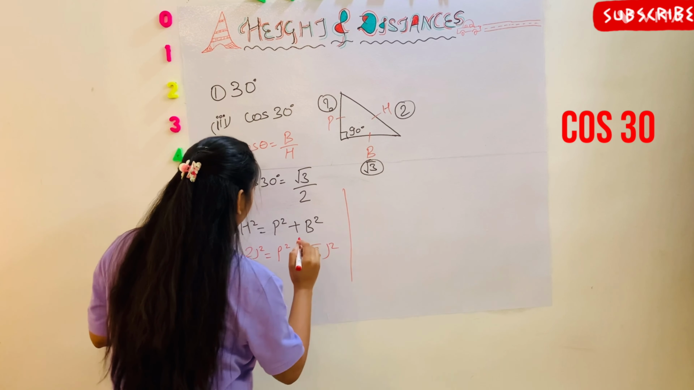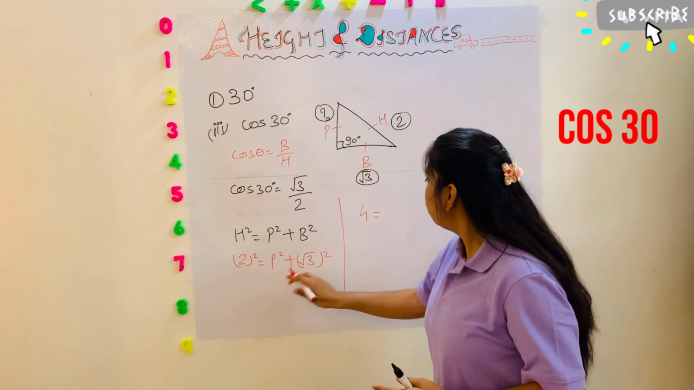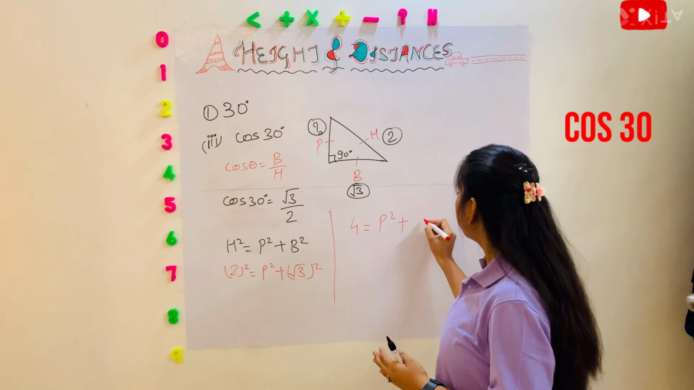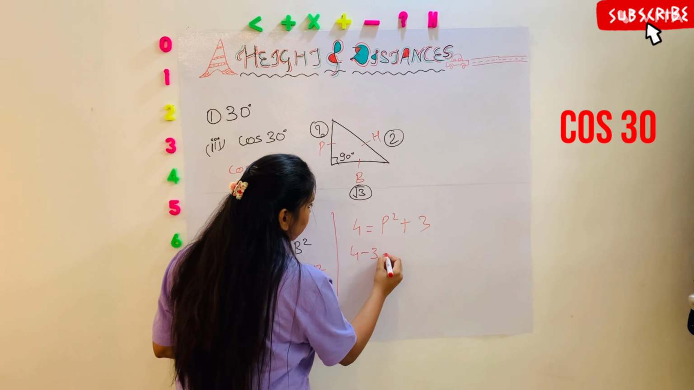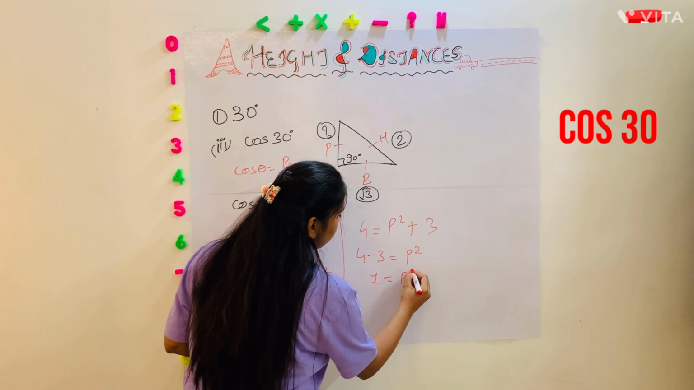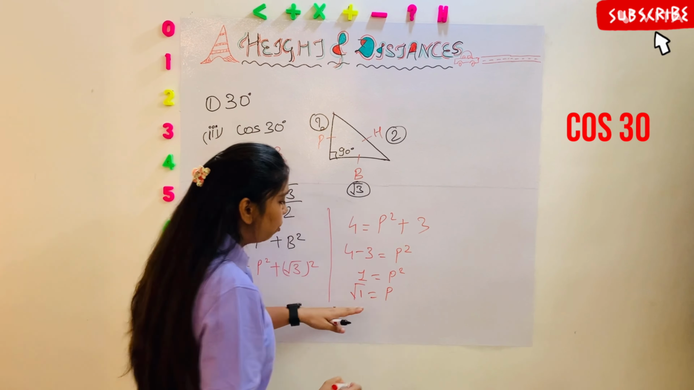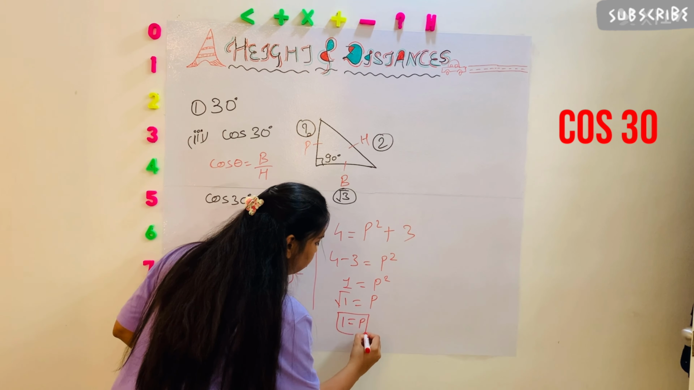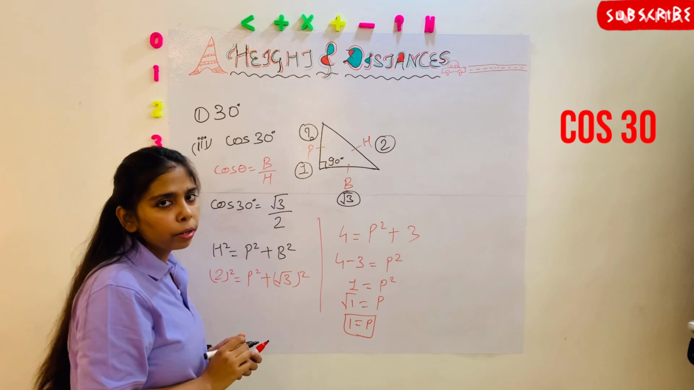Okay. Square of 2 will give 4. And this is perpendicular square. And square of root 3 will give 3. So the 4 minus 3 is equals to perpendicular square. It will give 1. And this is perpendicular. So here perpendicular is equals to root 1. And we all know that root 1 is equals to 1. So the value of perpendicular is equals to 1.